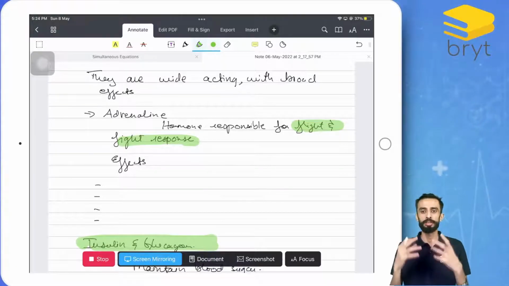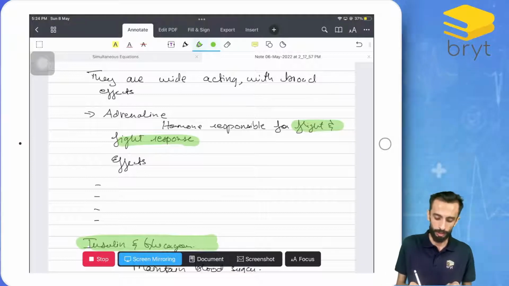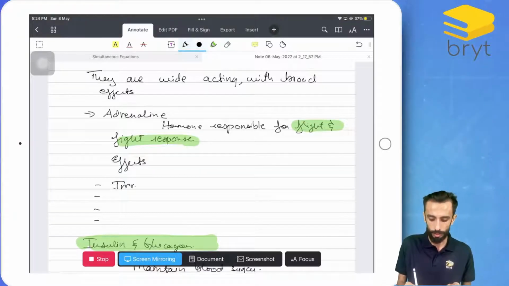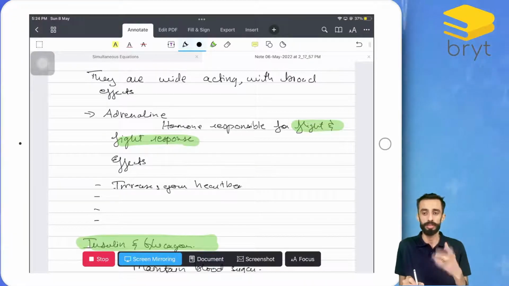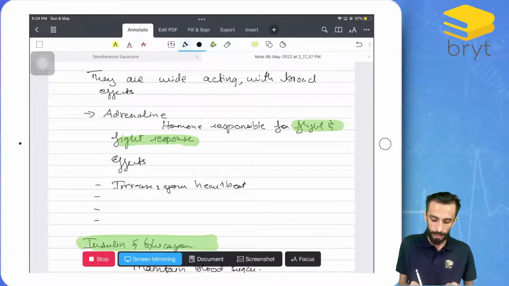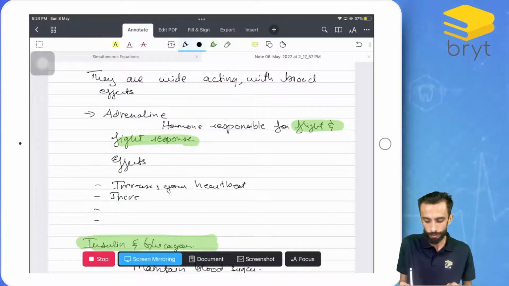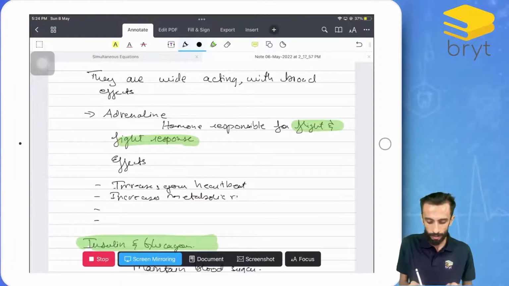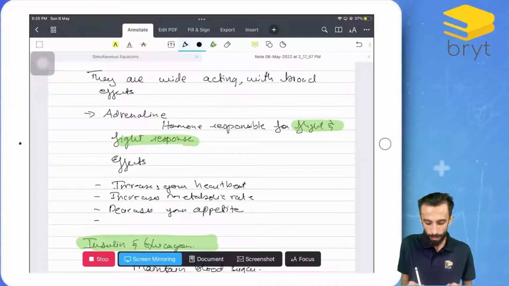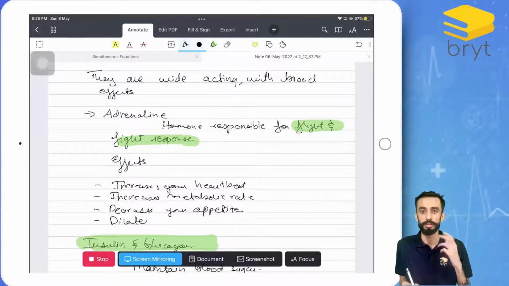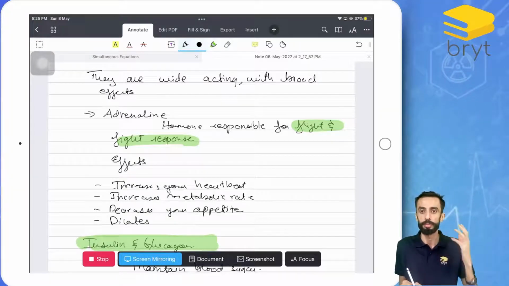And how does adrenaline actually make you more alert? Number one, it increases your heartbeat, so that when your heart is beating faster, you have more blood in your system, so you're more aware. It increases your metabolic rate, so more energy is available for you to use. It decreases your appetite, so you're more focused. And it dilates your blood vessels, so more blood is available for your muscles so that they can move faster and contract faster, so that you are able to perform certain actions.